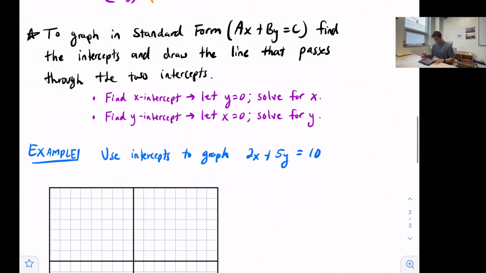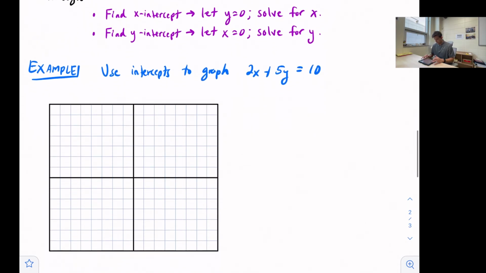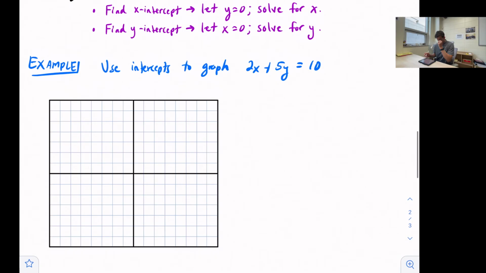All right, so let's look at an example here. It says to graph in standard form, ax plus by equals c, find the intercepts, and then draw the line that passes through the 2 points. So to find the x-intercept, remember we want y to be 0. So in our equation, we're going to set y equal to 0 and solve for x. For the y-intercept, we want x to be 0. So we'll set x equal to 0 and we'll solve for y. Okay. All right, so here's our equation, 2x plus 5y equals 10.